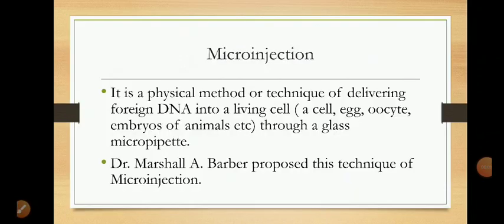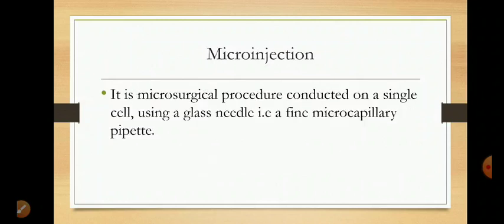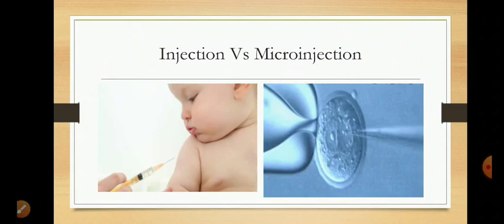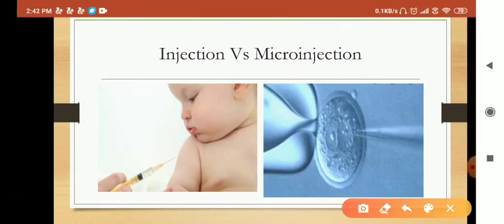What is microinjection? This is simply a direct method of gene transfer where DNAs are injected into the cell directly. It was proposed by Marshall A. Barber. So, we see what is the difference between injection and microinjection.